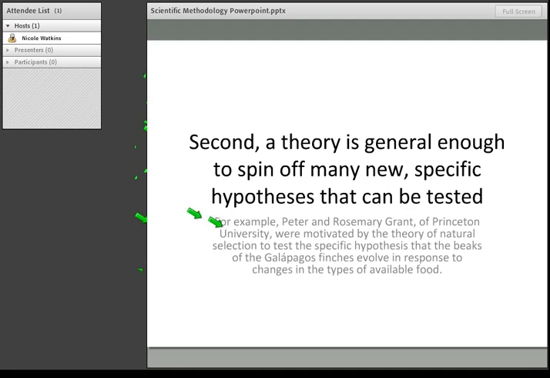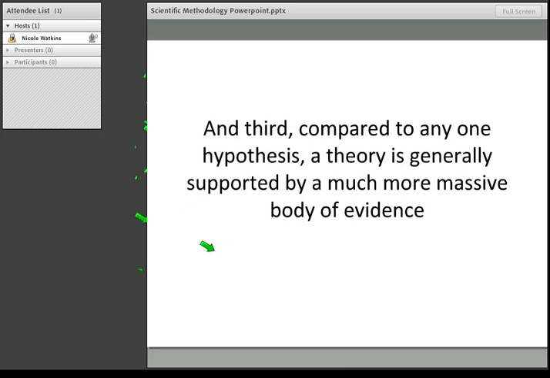Second, a theory is general enough to spin off many new specific hypotheses that can be tested. And your book talks about Peter and Rosemary Grant, who for Princeton University were very motivated by Darwin's theory of natural selection. And from there, they decided to test a specific hypothesis dealing with finches at the Galapagos Island. And basically, they wanted to see if their beaks would evolve in response to changes in the types of available food. So do you see how from this one theory, it can spawn off a hypothesis that people can go and test, make observations and test?